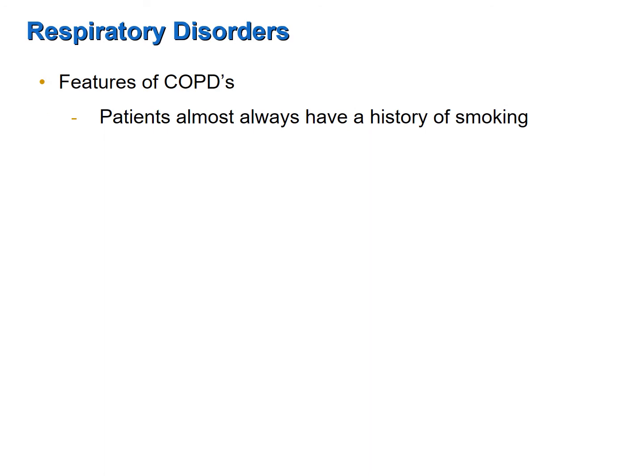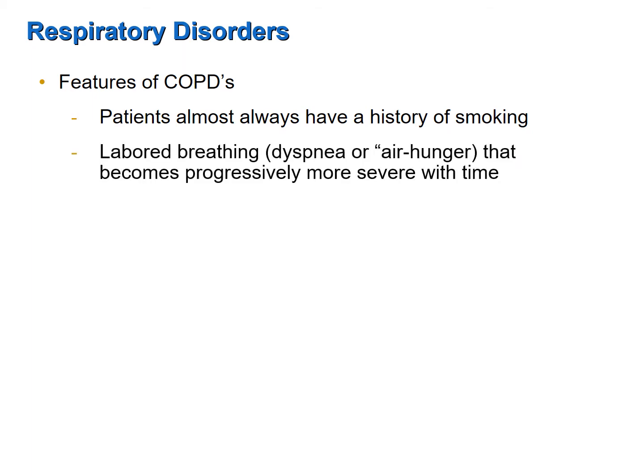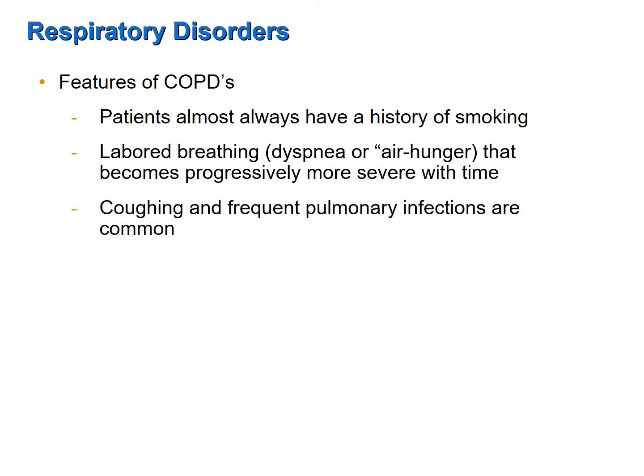All COPDs have the following features. In almost all cases, there's a history of smoking in the patient's background, or they worked in a situation where they were exposed to respiratory toxins. Patients with COPD typically exhibit air hunger, also called dyspnea, and that becomes progressively worse with time. Coughing and frequent pulmonary infections are quite common with people with COPDs.